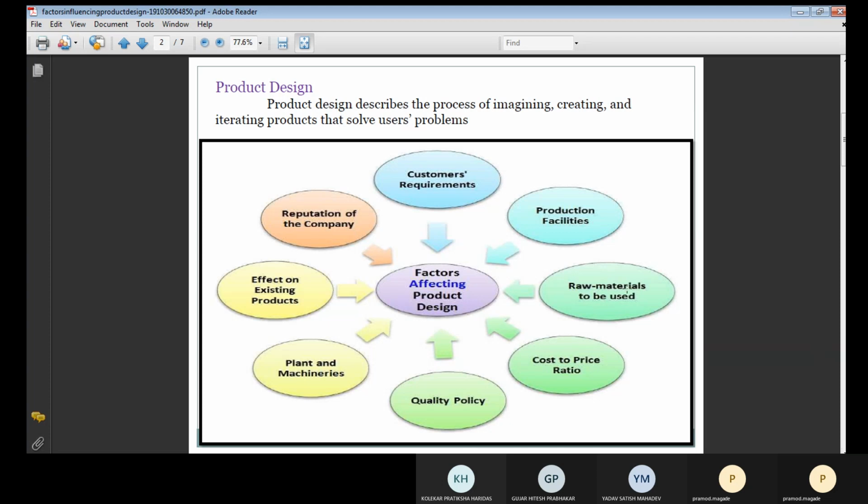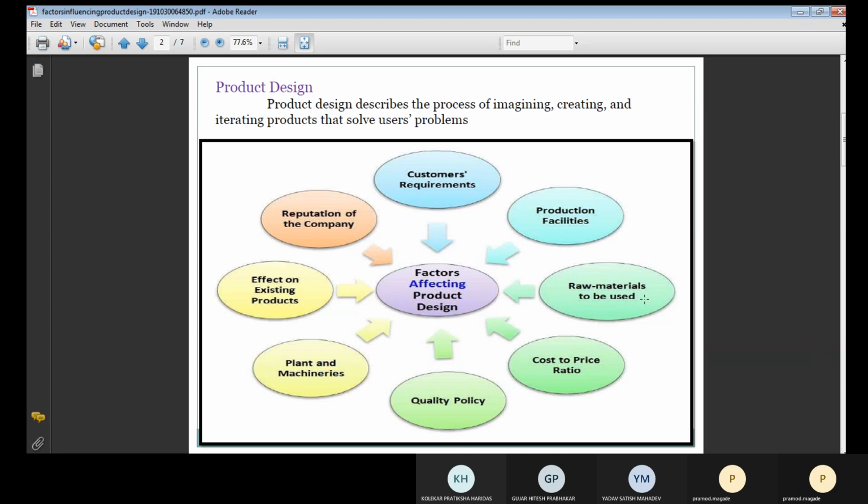Second will be the raw material used. Raw material used means whichever product we are going to develop, the availability of raw material should be easy. If it is not so, then there will be trouble, like the cost of the raw material is more and development cost is less. If it is so, then we can skip that idea of developing the product. So these things happen in case of the economic point of view.